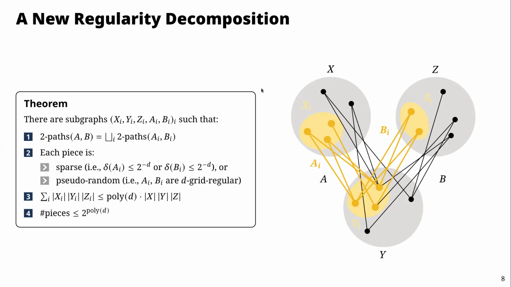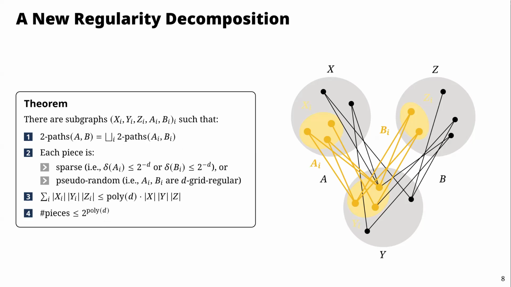We still want the almost decomposition property, which is now defined on the volume of a cube. And we still get the same bound on the number of pieces, of the form 2 to the poly d, maybe with a slightly worse dependence in the poly d.